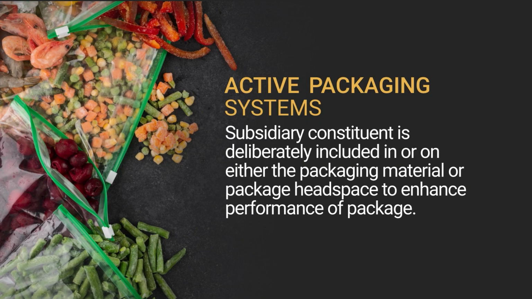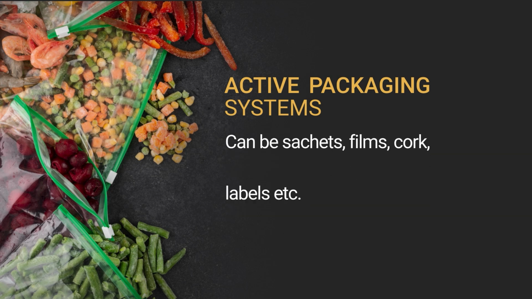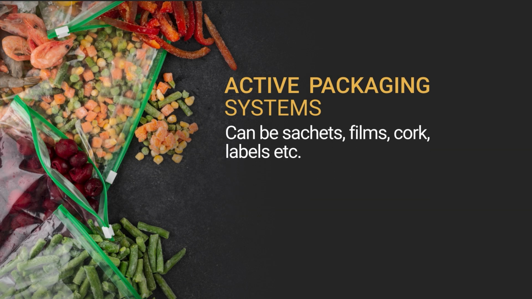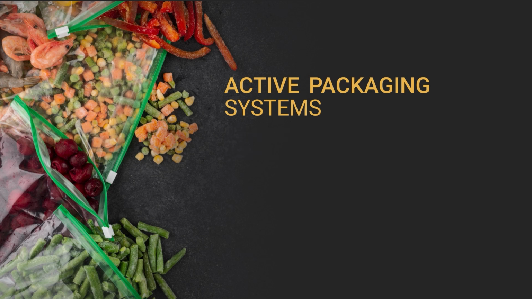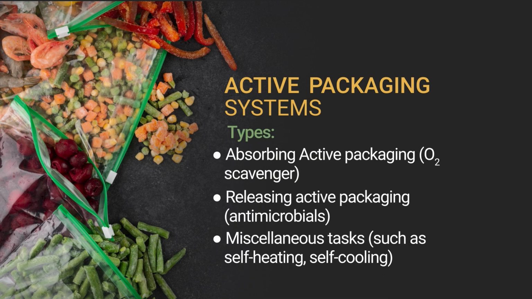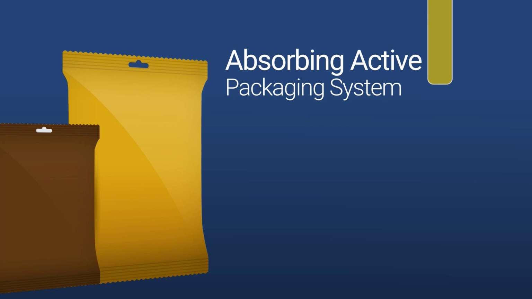A subsidiary constituent is deliberately included in or on either the packaging material or packaging headspace to enhance the performance of the package. These can be used in the form of sachets, films, corks, labels, etc. There are mainly 2 different types of active packaging systems, absorbing type and releasing type. Then another category is miscellaneous, with examples like self-heating or self-cooling containers. Now we will see the different types of absorbing active packaging systems we can use for different types of food. First one is oxygen scavenger.